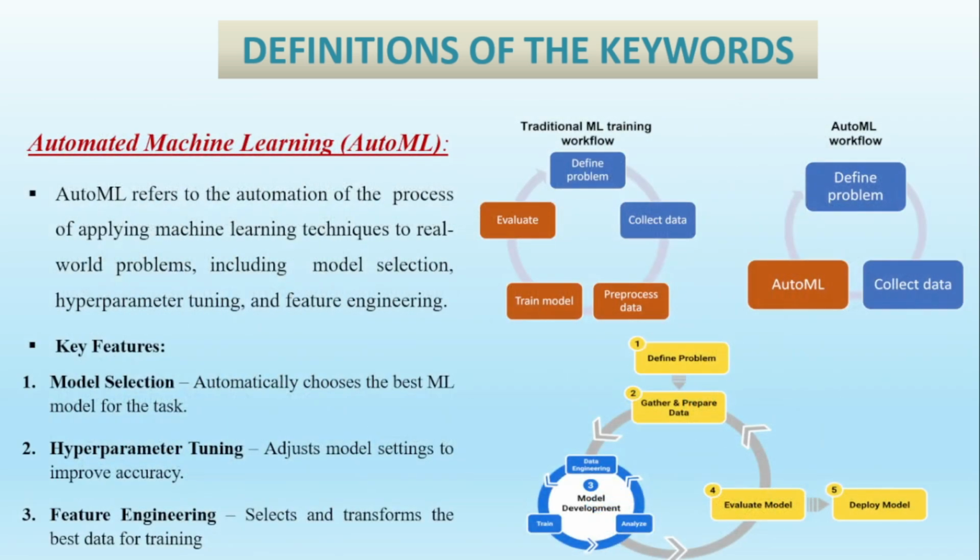Now, the main focus is on automated machine learning. We are using automated machine learning in this study. The traditional machine learning workflow and the automated machine learning workflow are shown in the image. AutoML refers to the automation of the process of applying machine learning techniques to real-world problems, including model selection, hyperparameter tuning, and feature engineering.